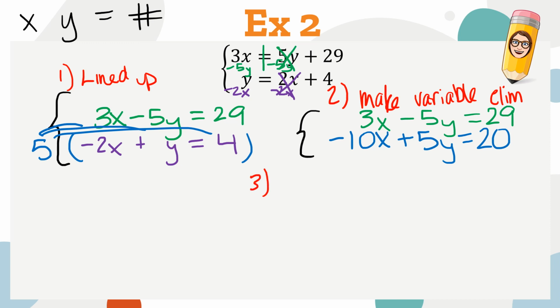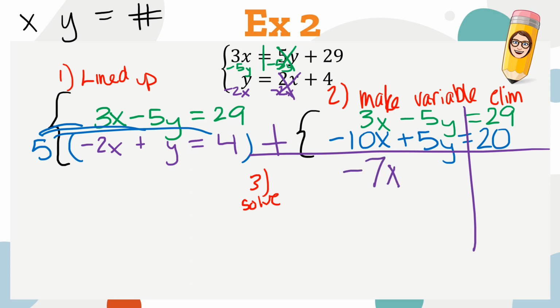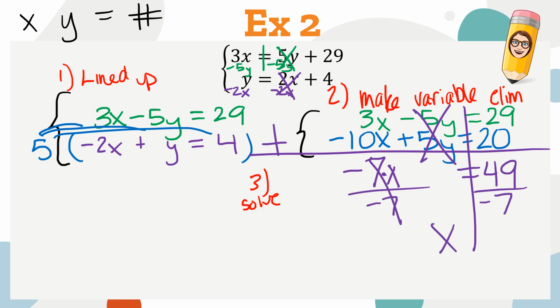So we are going to solve. Step 3, we're solving. We're solving by doing some old school addition, I like to call it. 3 plus negative 10 is negative 7x. Negative 5 and positive 5 cancel. They have to cancel or something's wrong. 29 plus 20 gets me to 49. We've created a one-step equation that we need to solve. Instead of times negative 7, let's divide by negative 7. X equals negative 7. Let's go prep our answer. X is negative 7.